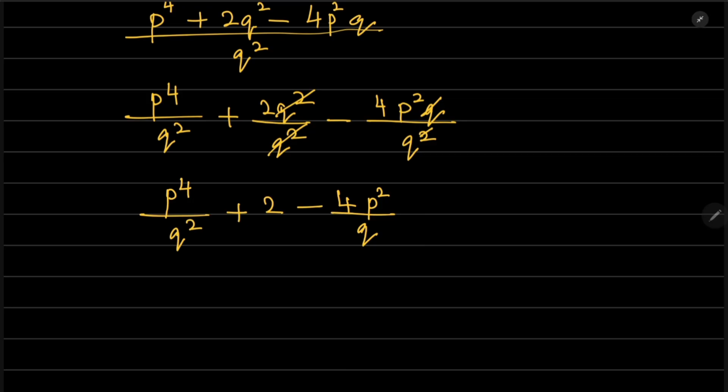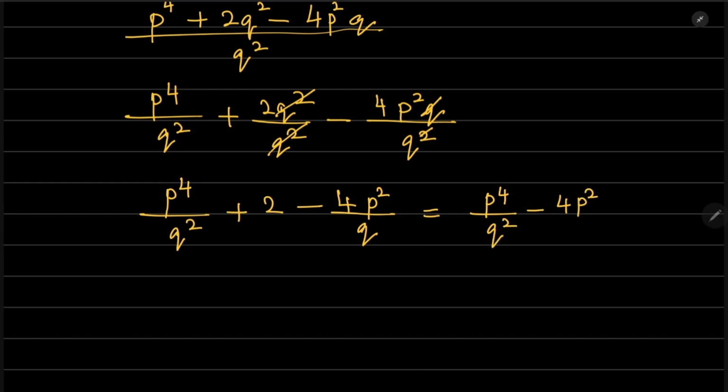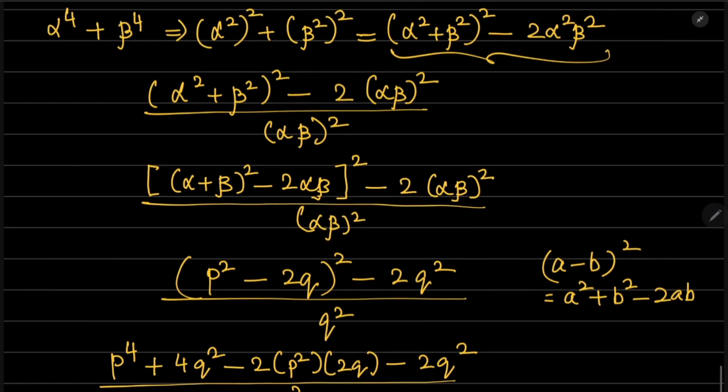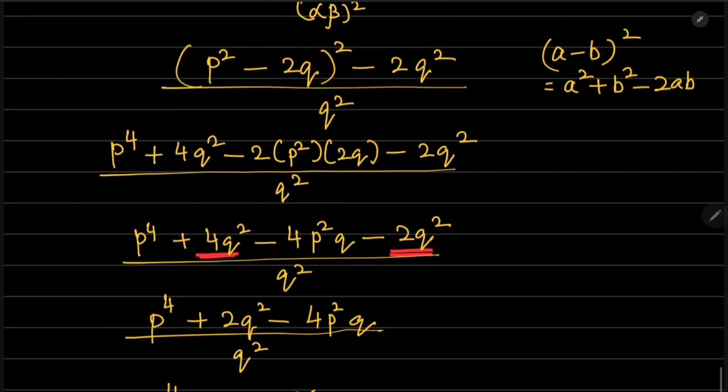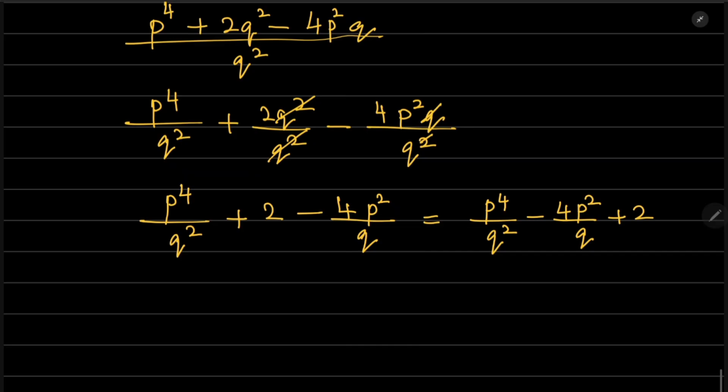Probably you'll have to rearrange it and write. So we can rearrange it and write p to the power 4 divided by q square minus 4p square divided by q plus 2, which should be equal to your RHS, which is asked in the question. See, p to the power 4 by q square minus 4p square by q plus 2. So this is your RHS. Definitely these are the kinds of questions which you have to be very, very good at. So this is equal to your RHS, hence proved. You have to prove it.